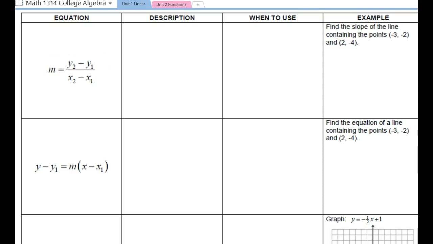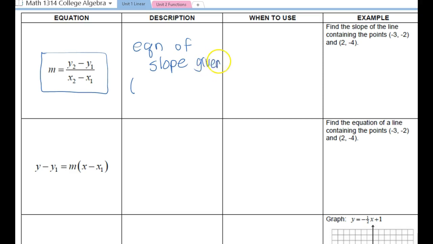The very first thing I'm going to talk about is this very first equation that we have here. This is actually the equation of slope, where you're given 2 points. So I'm going to write down given points x1, comma y1, and x2, comma y2. So you're given 2 points, and your job is to find the slope between those 2 points. So you use this when you want to find a slope and you're given 2 points.